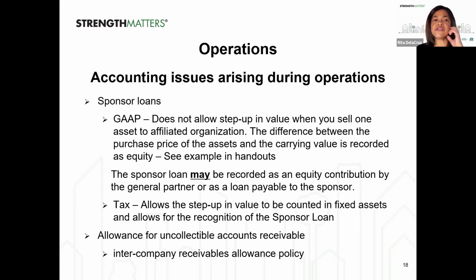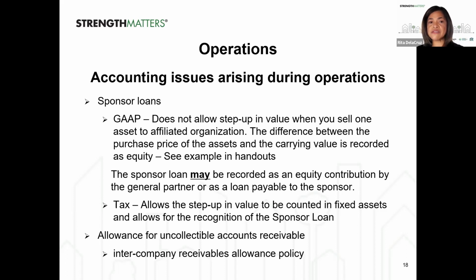In a similar situation, there might be a sponsor loan that's given by the sponsor to the partnership. There are two ways to record that. One, you could record that as an equity contribution, or you can record that as a loan payable to the sponsor. In the audits I've seen, this is recorded as a loan payable to the sponsor, but that's not necessarily the only way to do it. You can also record that as an equity contribution.